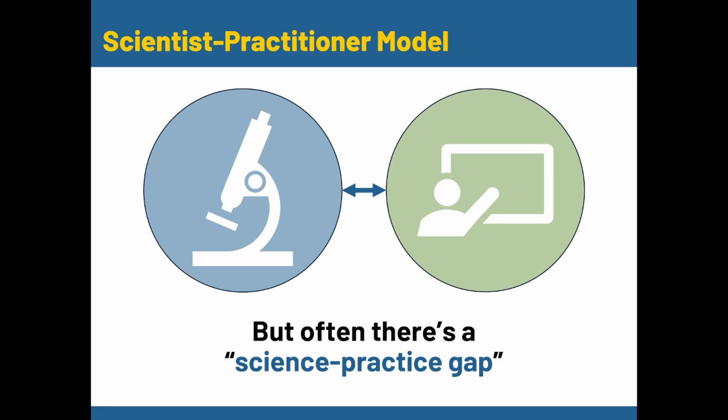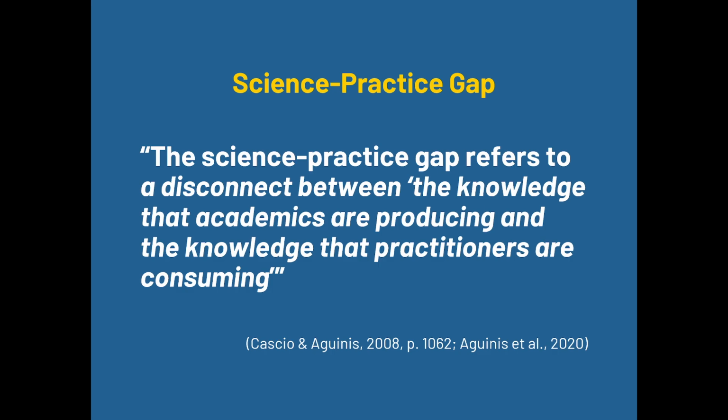But oftentimes there's something people call a science practice gap. I would imagine this extends to other fields too. I can only speak to IO psychology, but this is certainly something we talk about. If you'd like a definition, there's one here. This disconnect between the knowledge that academics are producing and the knowledge that practitioners are consuming. So I think the key term there is disconnect, right? There's a gap, there's a disconnect. There's some sort of misalignment, or something missing in general between these two spheres.